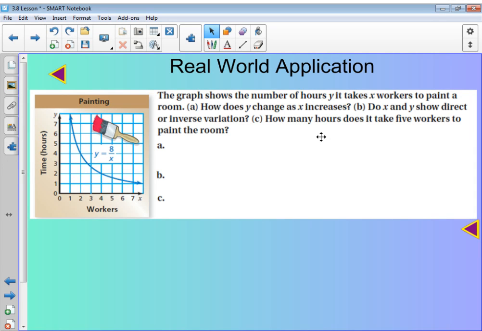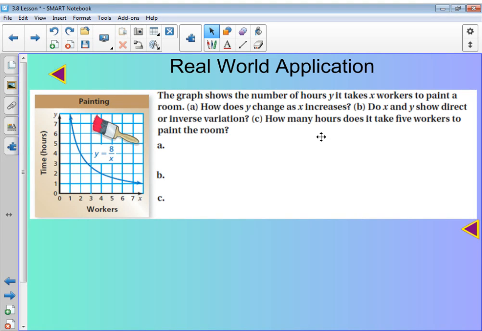So here it says the graph shows the number of hours, Y, that it takes X workers to paint a room. A, how does Y change as X increases? B, how do X and Y show direct variation? And C, how many hours does it take for 5 workers to paint the room?